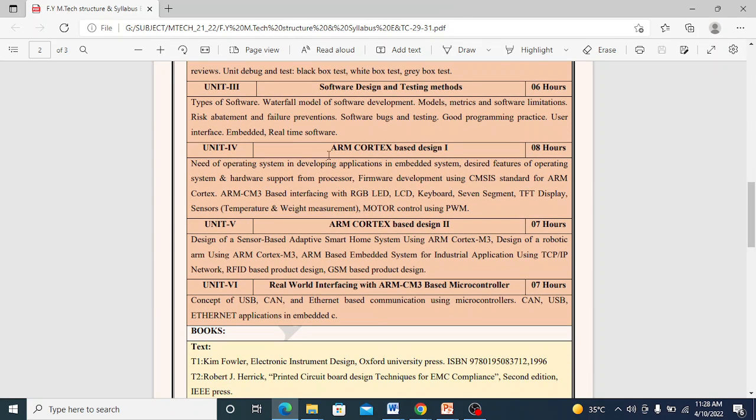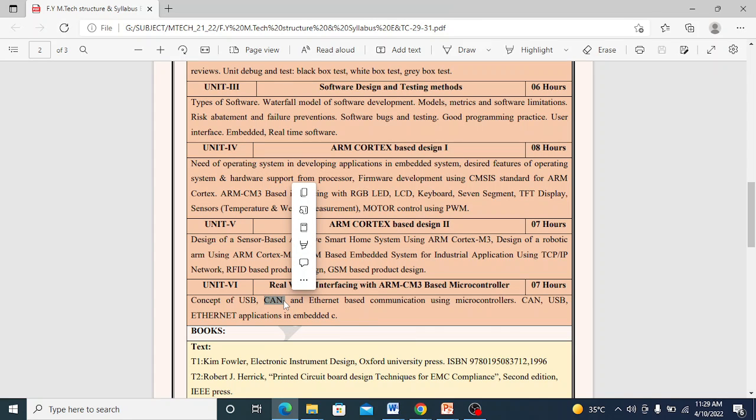This screen is visible, madam? Yes, sir. ARM Cortex, ARM Cortex Design 2, and real world interfacing. So these are the three units which are available, and under these three units, the concept of USB, CAN, here a smart. That means here is only how the USB is interfaced, how the CAN is detailed. All these things are given in your PPT.